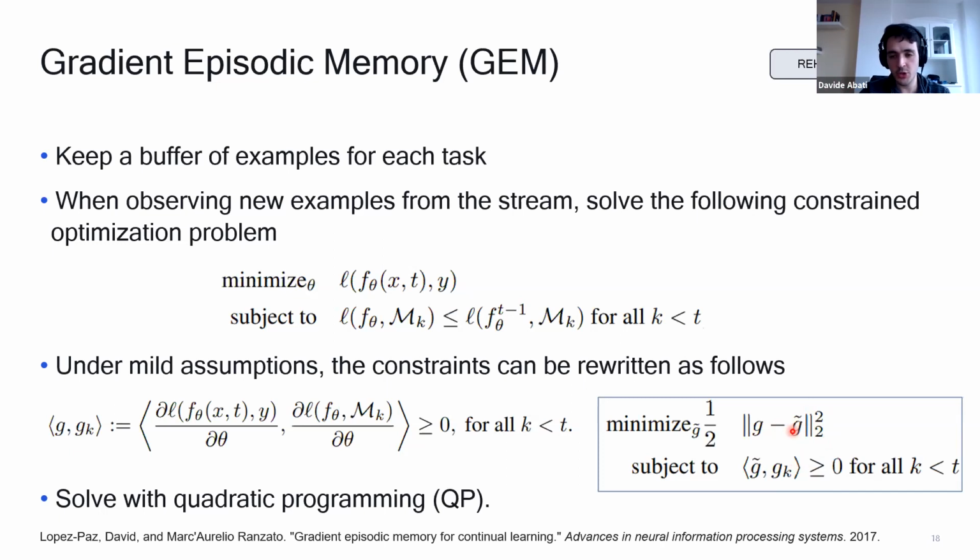So where should you go with your step? You should go towards the direction which is as close as possible to the one from the stream, but respecting the fact that the direction is compliant with all the ones coming from the buffer. I hope this makes sense. But if you do that, you are ensured not to lose performance over the buffer.